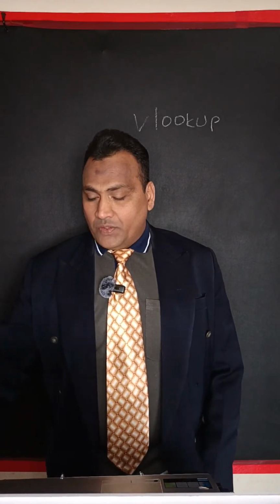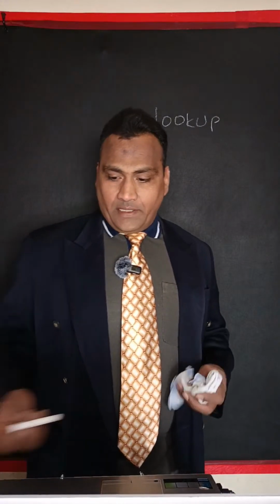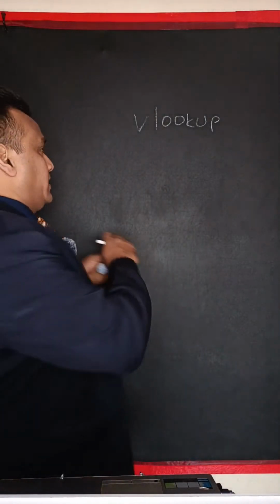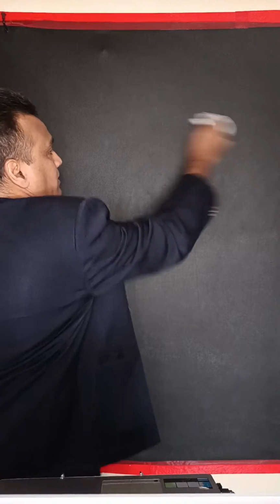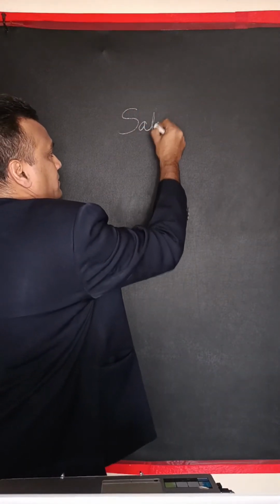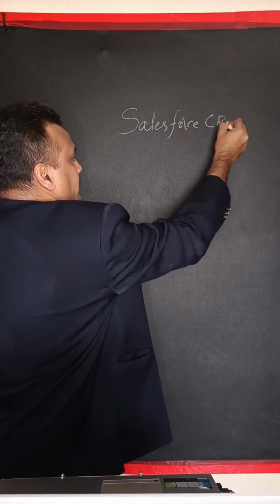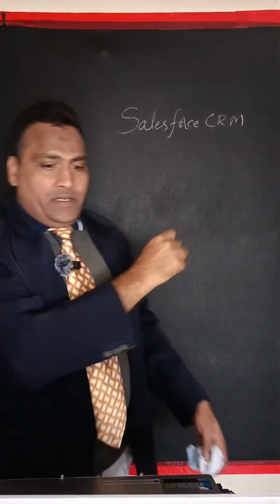Okay, this question, let's understand first, before the vertical lookup function, the main features of Salesforce.com. So before going to the vertical lookup, what are the main features of Salesforce.com CRM? The .com I have not written, just take it into consideration.